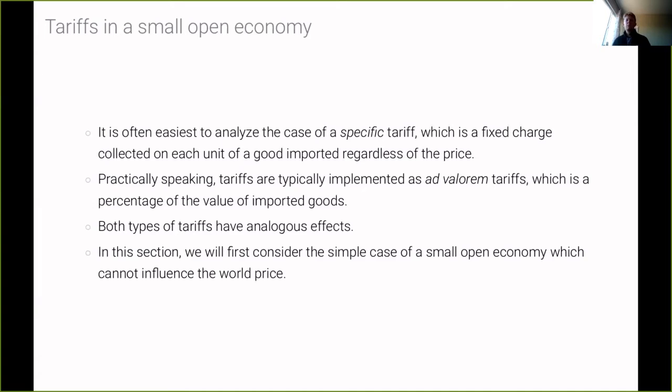But practically speaking, we usually see tariffs implemented as ad valorem tariffs, which are taken as a percentage of the value of imported goods. If the tariff is T here, the total price of the good for consumers would be P times T. But regardless, both types of tariffs have analogous effects. In this section, we're going to first consider the case of a small open economy. When we think of a small open economy, we think that their policies cannot affect the world price, and so they just take the world price as given.